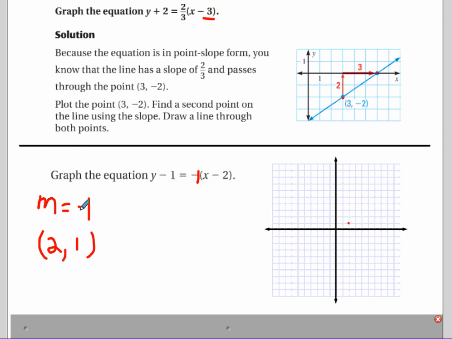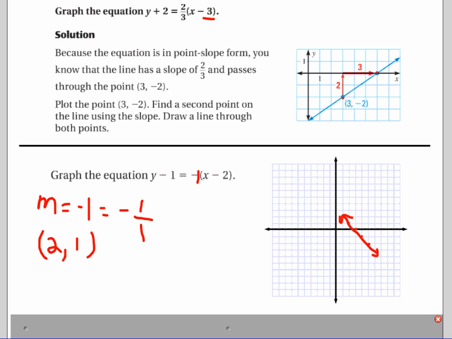And then my slope is -1, or I could also think about it as -1 over 1. So I'm going to fall 1, run 1. Do it a couple times. All right, and then draw my line as straight as I can through those points. And there I have it. I've just graphed that equation. Okay?